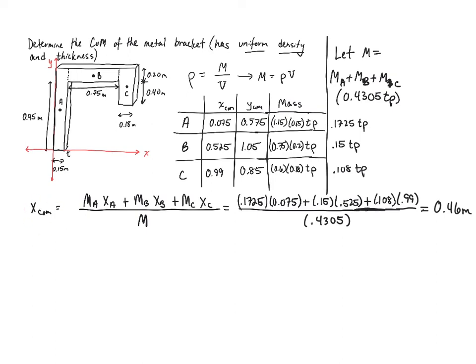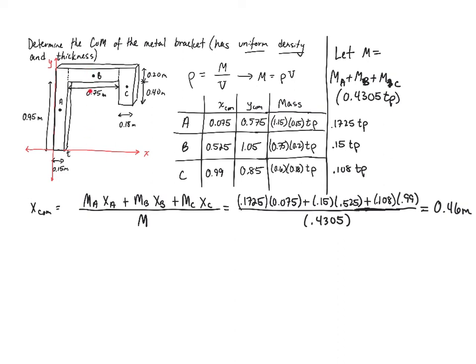The x center of mass. So this is 0.15 and this is 0.75. So together this is going to be 0.9 to here. So it's about halfway to there. So we're here on the x-axis. It means our center of mass lies somewhere along this line. The line x equals 0.46.